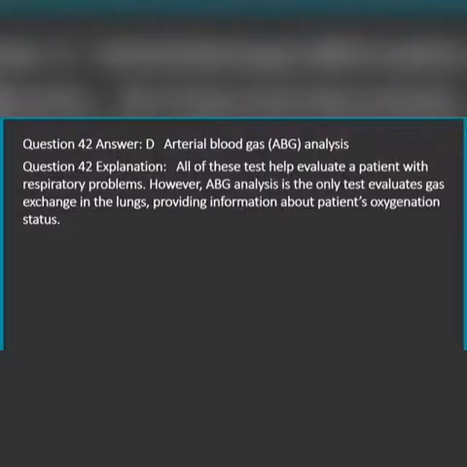Question 42. Explanation: all of these tests help evaluate a patient with respiratory problems. However, ABG analysis is the only test to evaluate gas exchange in the lungs, providing information about the patient's oxygenation status.